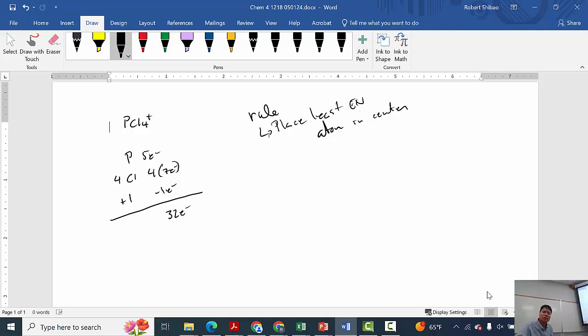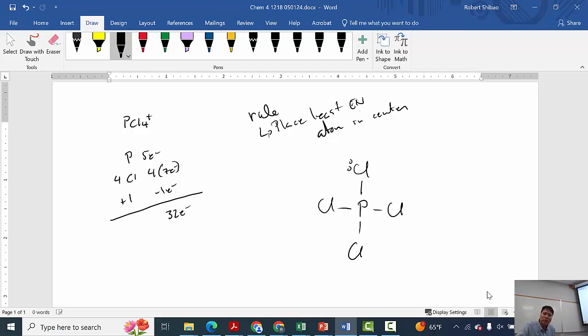Phosphorus. The further to the left and the more down it is in the periodic table, the less electronegative it is. And so we'll throw phosphorus in the center and bond that to all the chlorines here. If we do this, how many electrons have we used? 8 out of the 32.